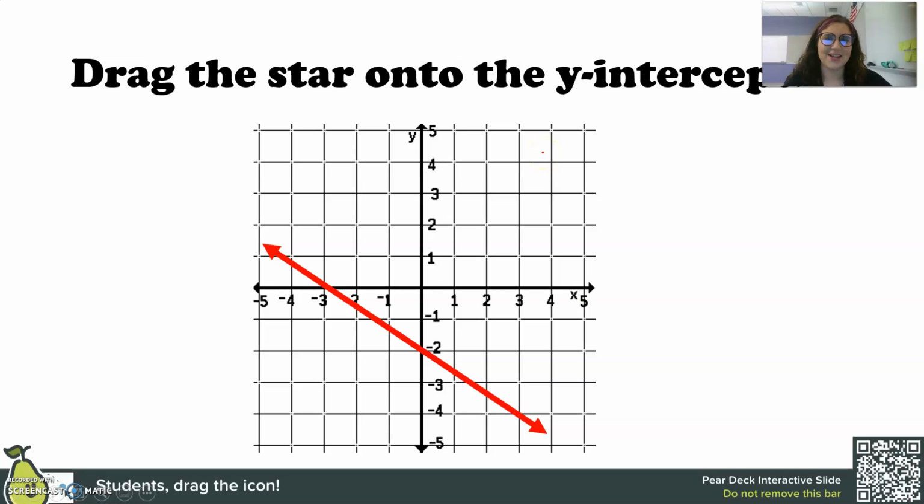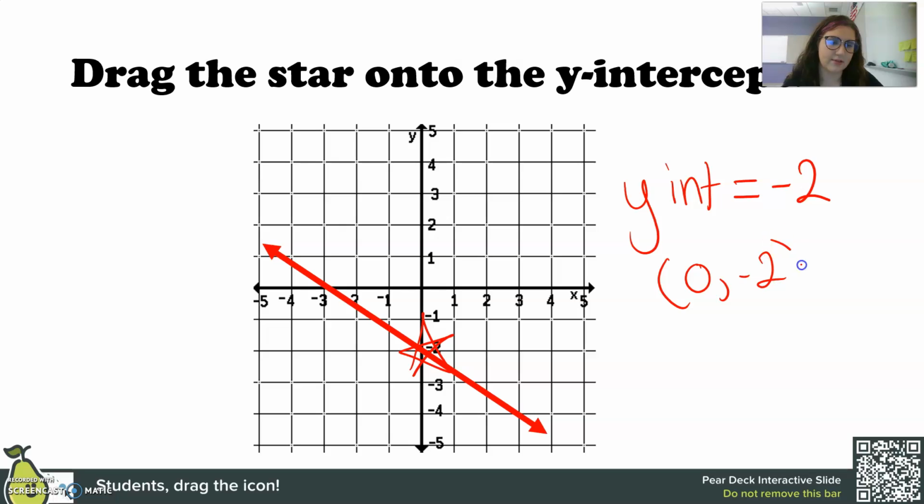You would draw a star on the y-intercept. So I'm only going to look up and down my y-axis. Where does the line cross the y-axis? Here it is, right here at -2. So the y-intercept, I might just write it as int to abbreviate, equals -2, or it's the ordered pair 0, -2.